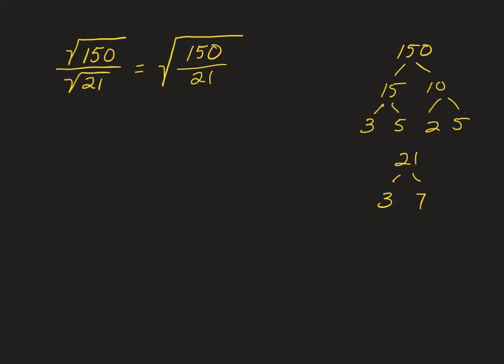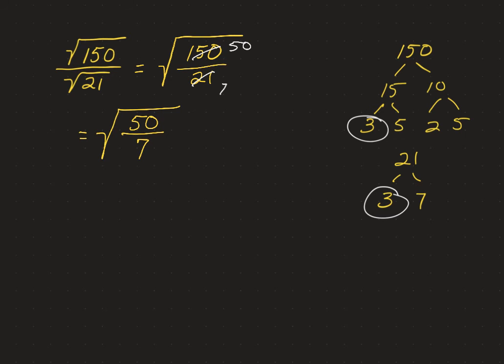Oh, and look, right there. We have a common factor of 3, so we can reduce that fraction first. That will give us 3 goes into 150. Let's see, 5 times 5 is 25, times 2 is 50. Or you can just say 150 divided by 3 is 50. And 21 divided by 3 is 7. So what I've done is I've canceled that 3 out of there.